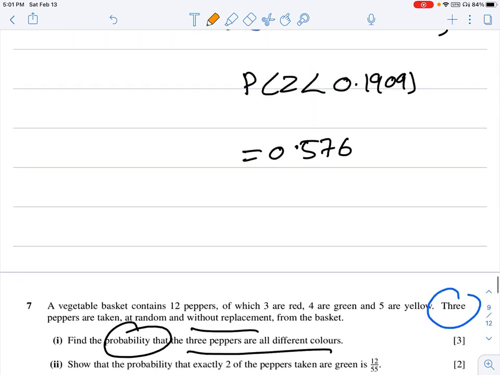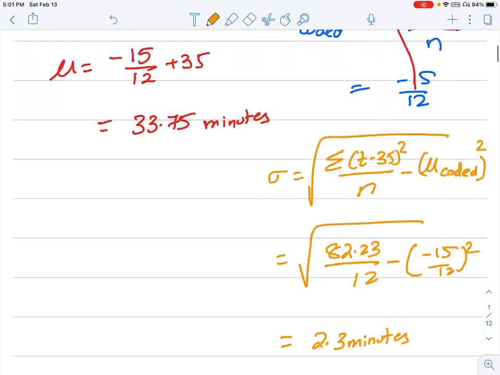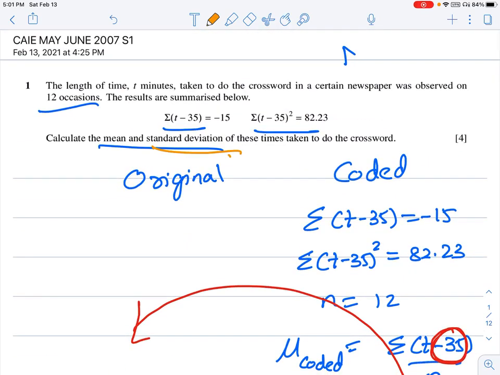For the question, that completes all the 7 questions of the May June 2007 S1 paper. See you in the next paper.